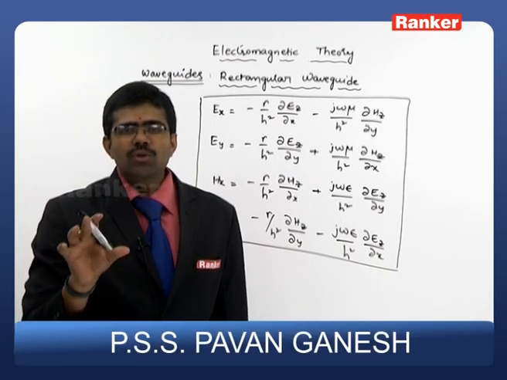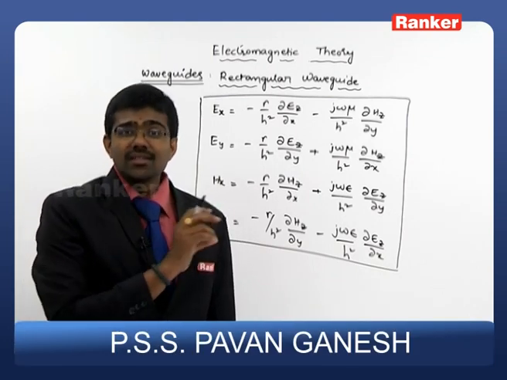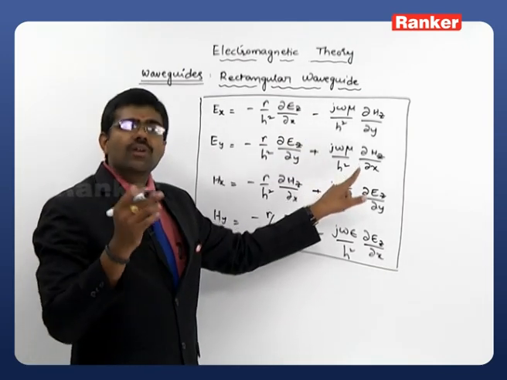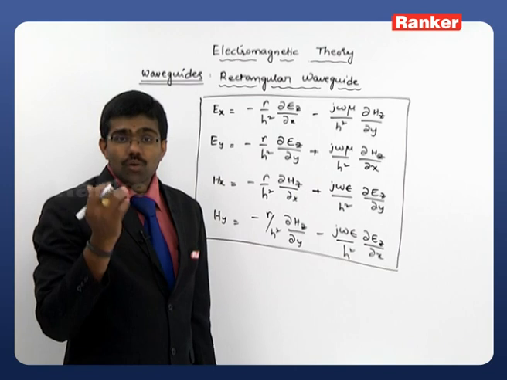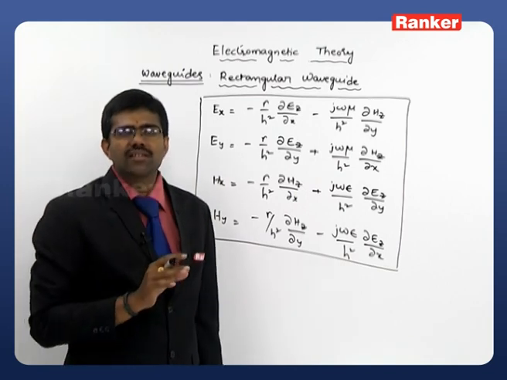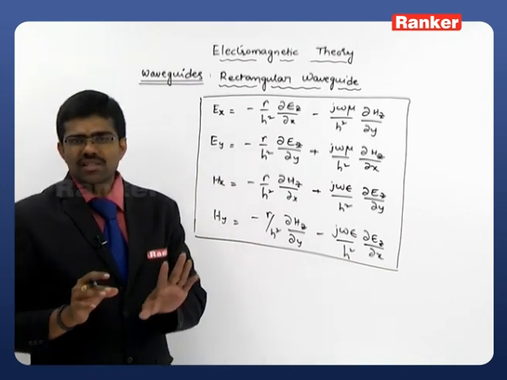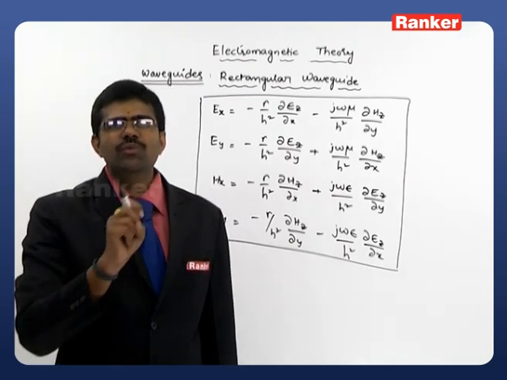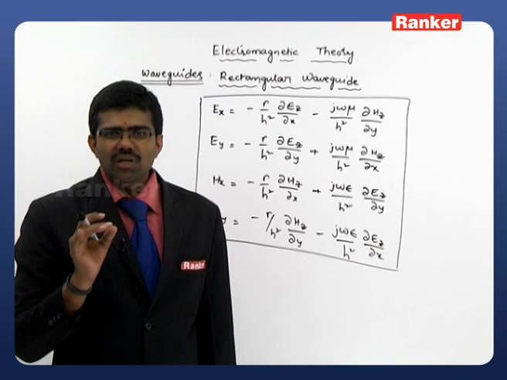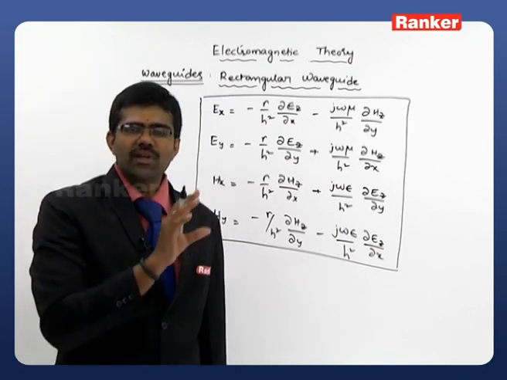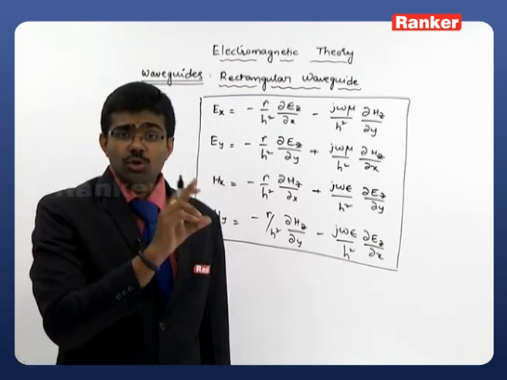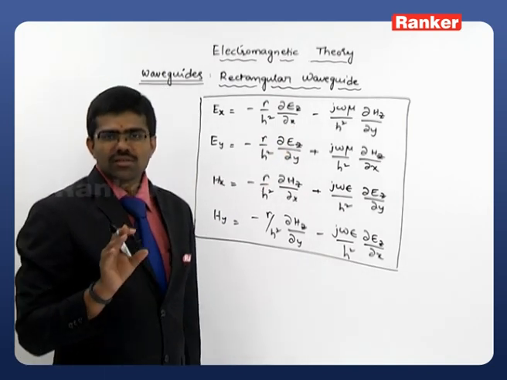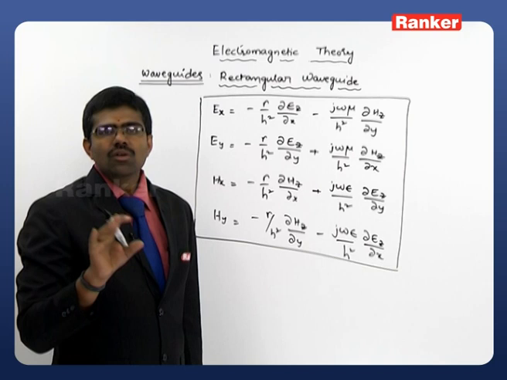What you are supposed to do is manipulate these equations by substituting Ez and Hz for different types of waves. So what we require is a solution for Ez and Hz. Earlier we had equations for Ez and Hz, the Helmholtz equations. Now we have to get the solution for Ez and Hz. After getting the solution for Ez and Hz, substitute here. That is the scenario that we are following.